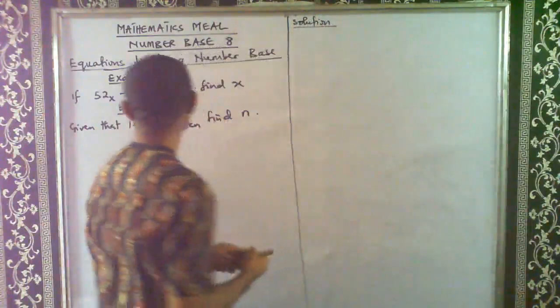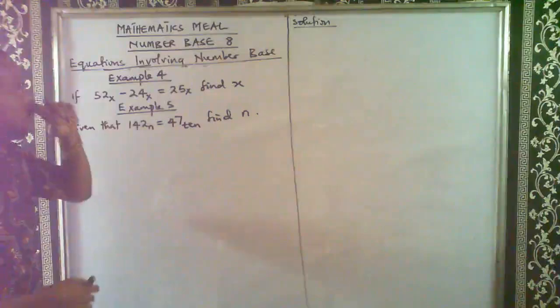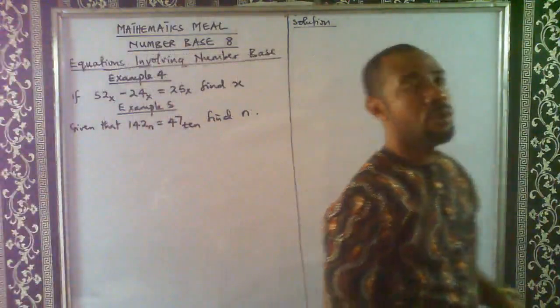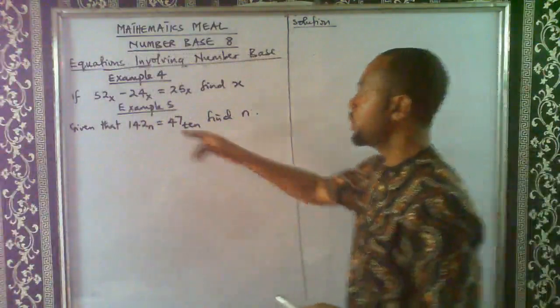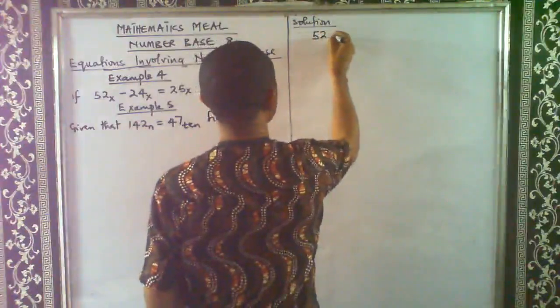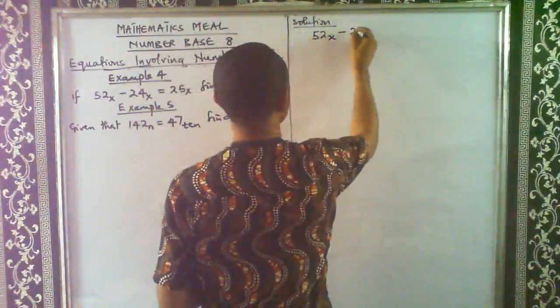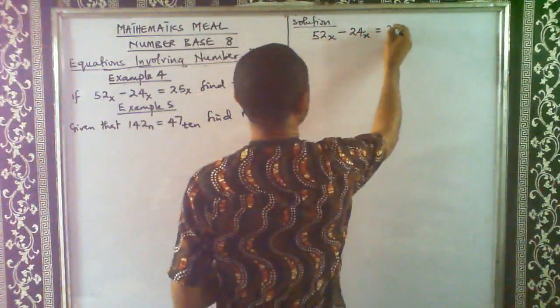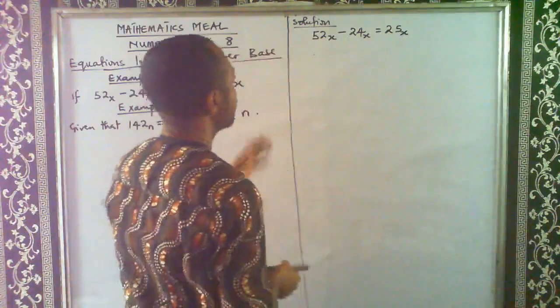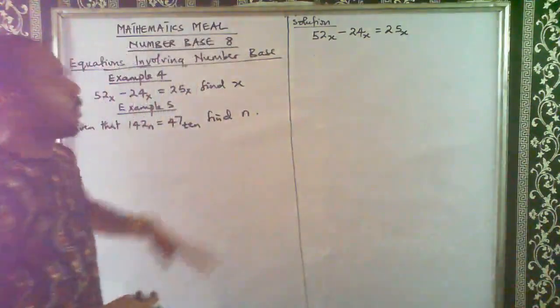That's example 4. We are to solve equations involving number base. What do we do? The first step is to take note of the equation. So this is what we want to solve: 52 in base x minus 24 in base x equals 25 in base x. That's the question we want to solve. So we have taken note.